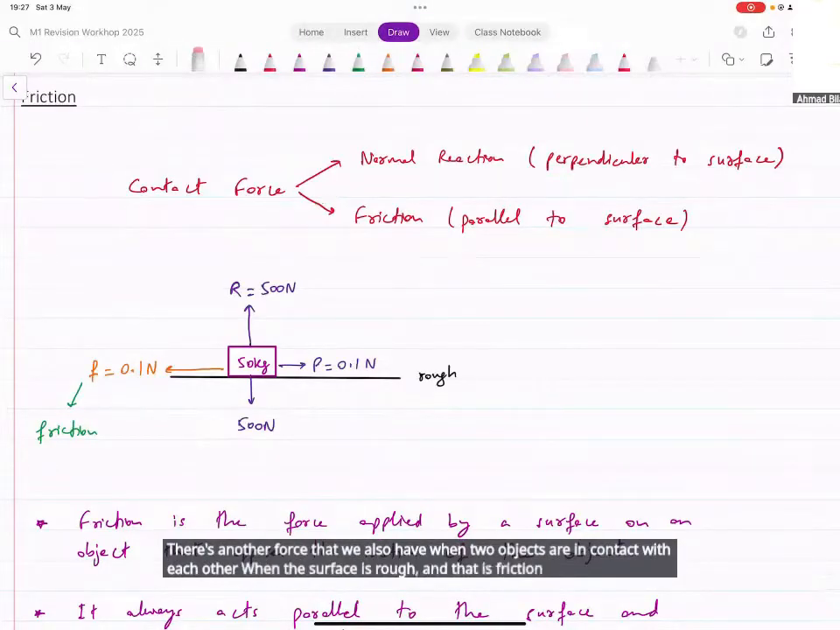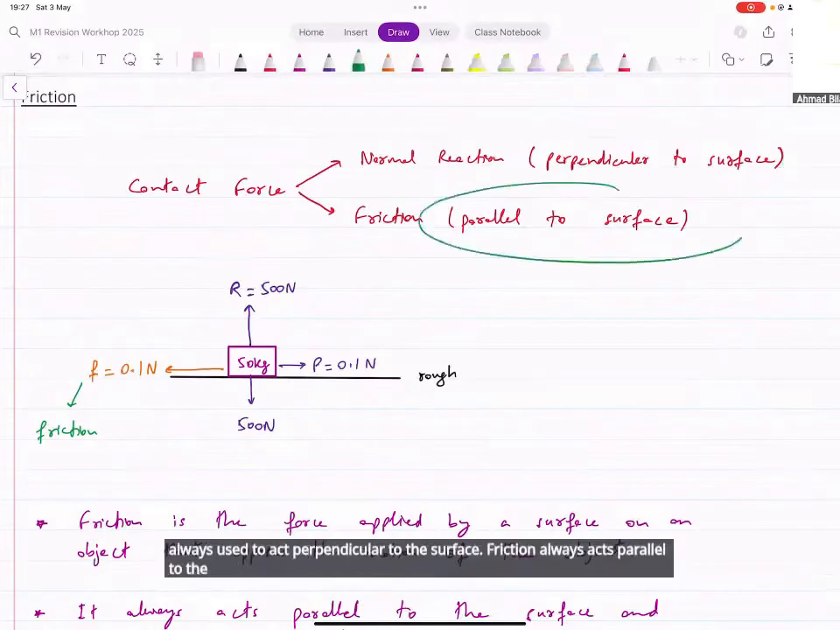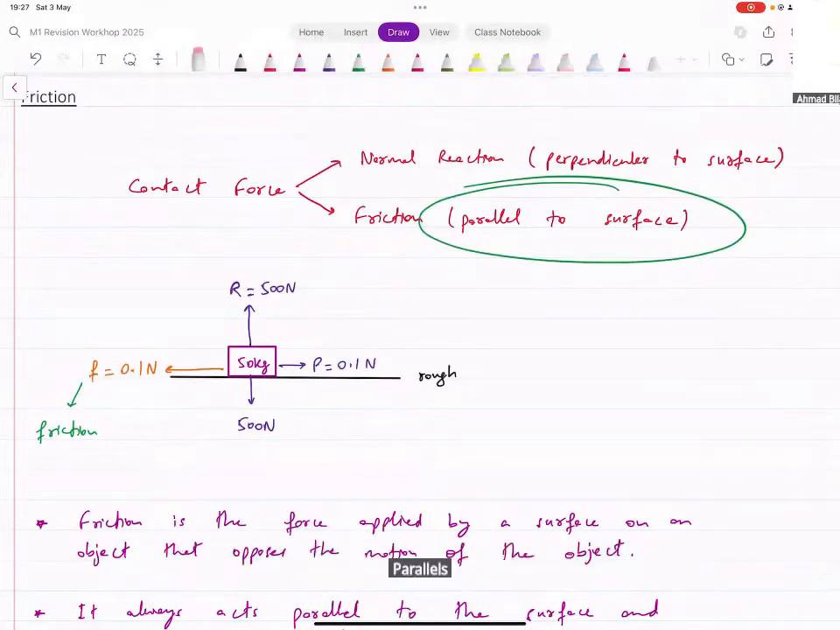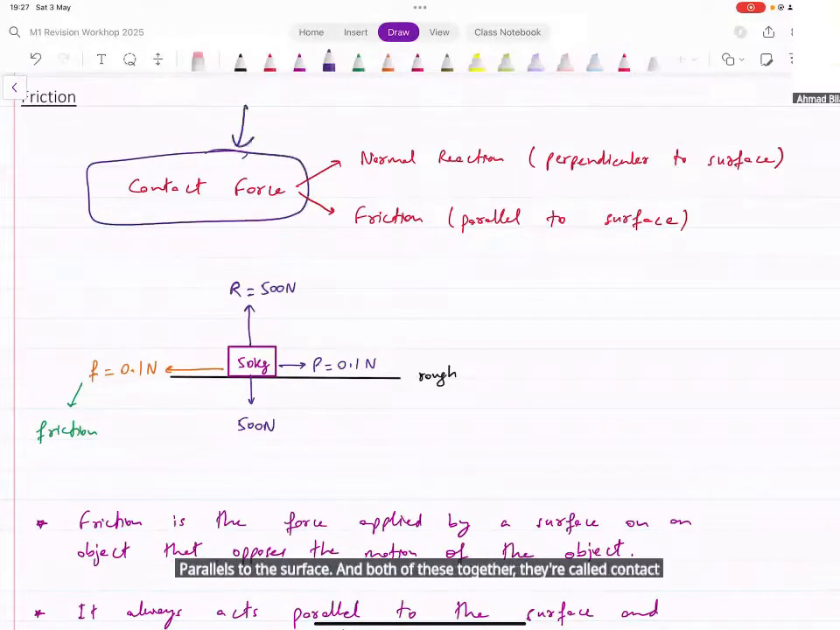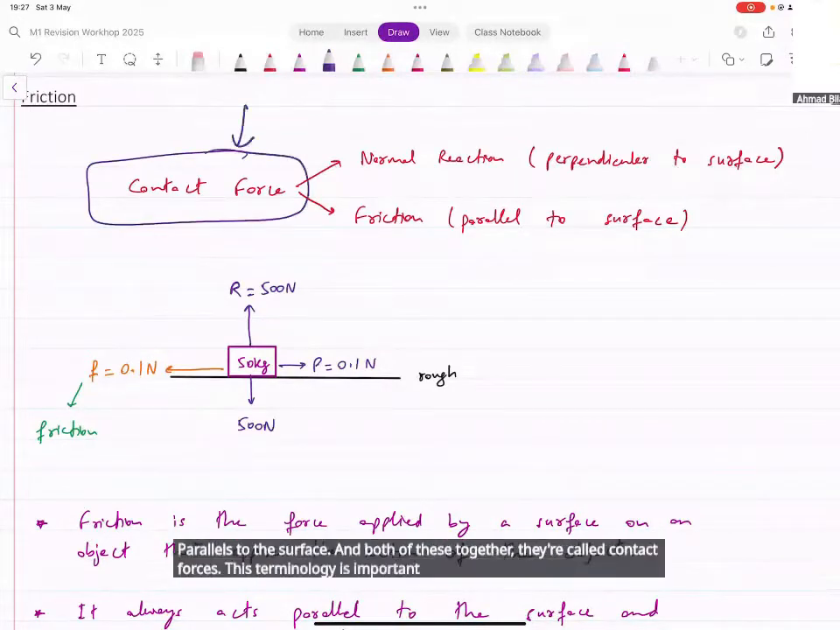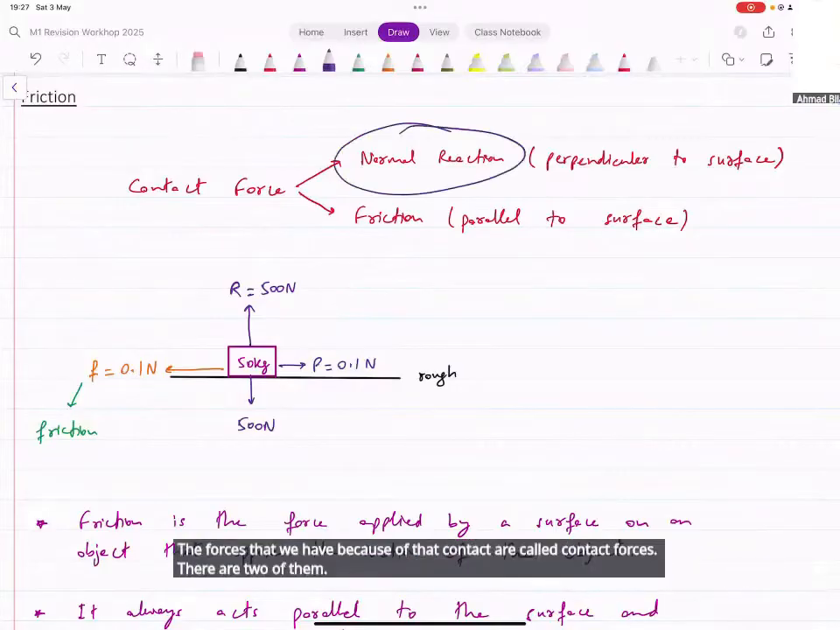Now, normal reaction always acts perpendicular to the surface. Friction always acts parallel to the surface. And both of these together, they're called contact forces, right? This terminology is important. Sometimes they use this in questions. Contact force is the force that is due to contact between 2 objects. When 2 objects are in contact with each other, the forces that we have because of that contact are called contact forces. There are 2 of them. One is normal reaction, that's perpendicular. Friction, that is parallel to the surface.